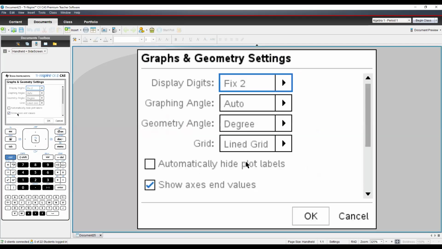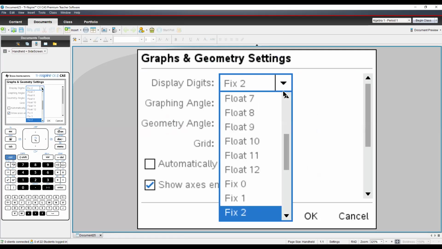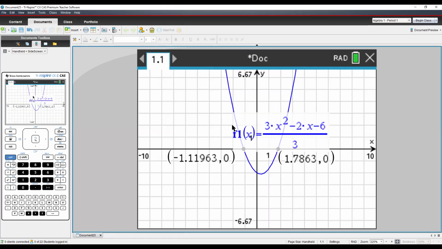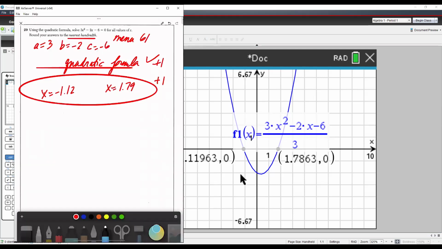Before I move on, make sure you go back and undo the settings. You want to set the display back to float. I go up here, choose float, and say okay. Now I'm ready for the next question.